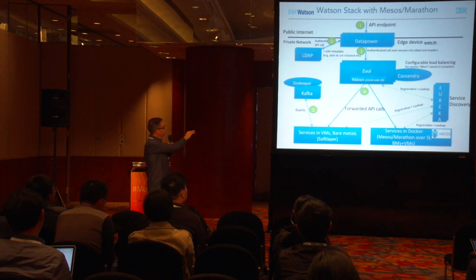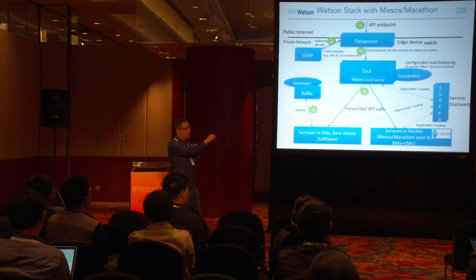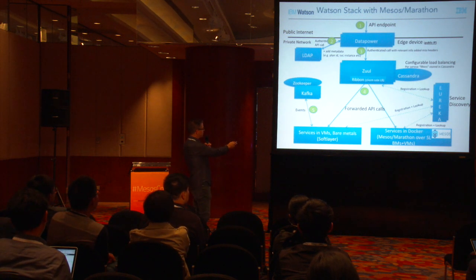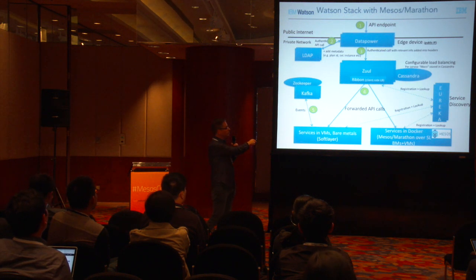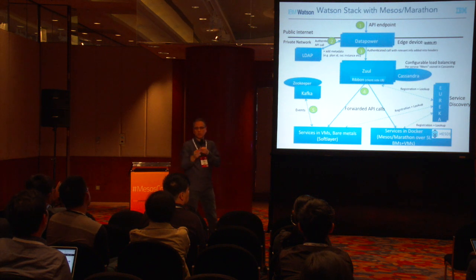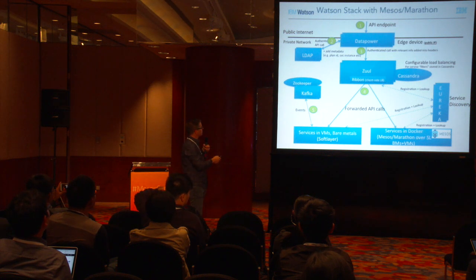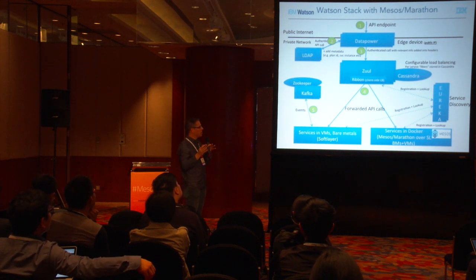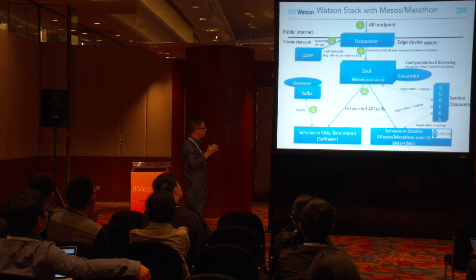Zuul does the filtering, passes the request through by Ribbon to now either, on the bottom here, this is kind of the existing case, we still have some stuff running on VMs and bare metal, and then the rest of the stuff is running in Docker with Mesos and Marathon on some bare metal, some VMs. We have our Eureka discovery service there. So basically we're trying to get everything to, as much as possible, put things on a common resource manager and a container.